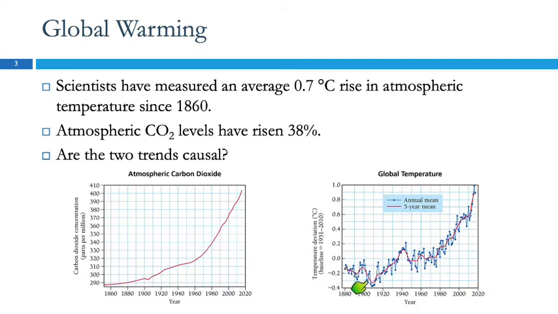So the red line is the 5-year average. And we can see that, especially since 1960 here, or 70, things are going up much faster than they were, right? So atmospheric CO2 levels during this time have risen 38%. Here we see the CO2 levels, and we see that this kind of mirrors the curve that we're seeing here.